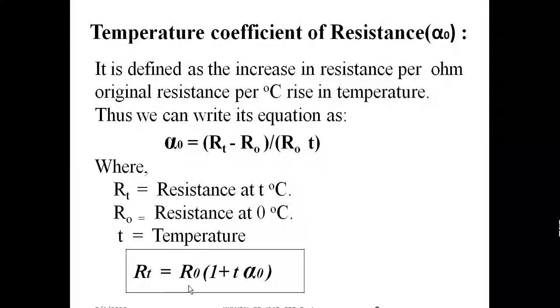So, RT will depend on two factors here: the resistance at 0 degree centigrade, and the second factor is alpha 0, that is temperature coefficient of resistance at 0 degree centigrade. How this equation is used to solve the numericals, that we will now study.